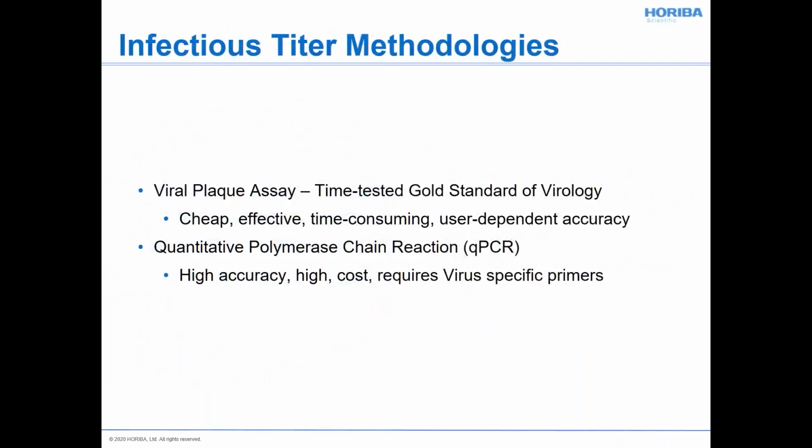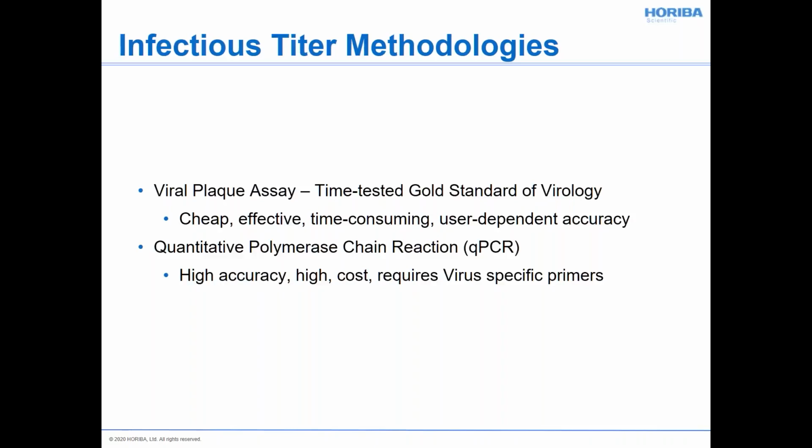Well, there are a few methodologies for measuring infectious titer. The viral plaque assay is time tested. It's kind of a gold standard of virology. It's cheap, it's effective, it's time consuming, but that's good. On the other hand, it's time consuming and it depends on the users for accuracy. So by the time you throw in skilled users and time consuming, then you find out that people want to get paid. It doesn't look so cheap anymore.